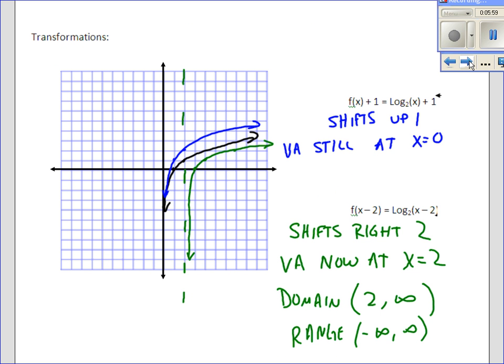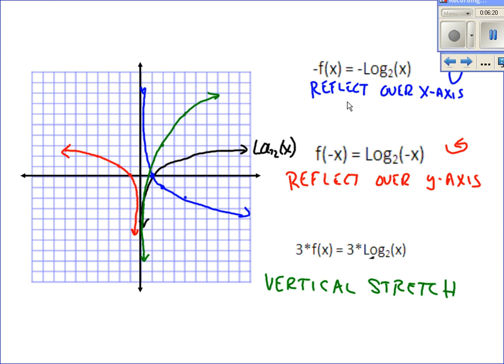We can do transformations once we've got an idea what the basic function looks like. So f of x plus 1, add 1, shift the graph up 1. Log base 2 of x minus 2 is going to shift the graph right 2, which is going to shift the vertical asymptote. It's now at x equals 2, and that's going to change my domain. Reflecting over the x-axis would be my blue line here. The red one is reflecting over the y-axis, f of negative x. And then my vertical stretch right there.